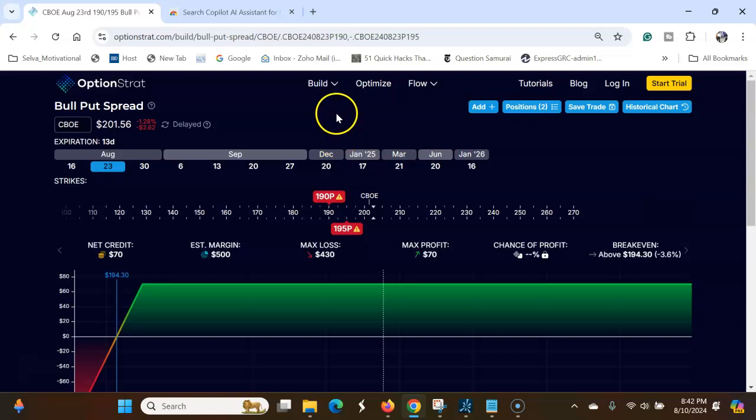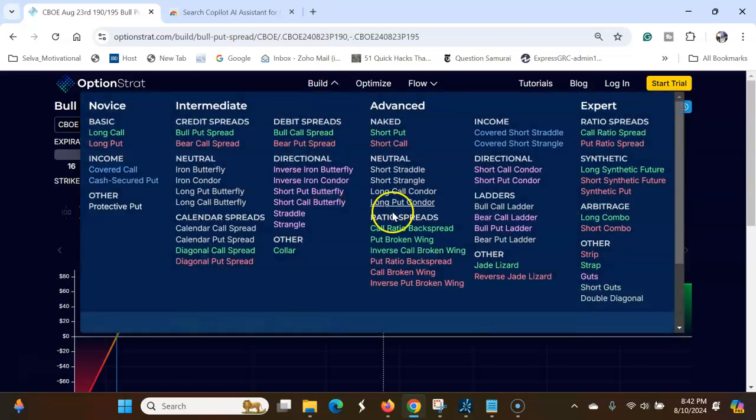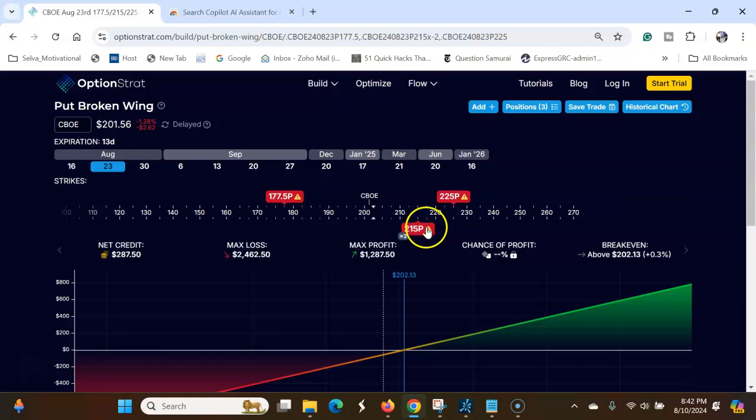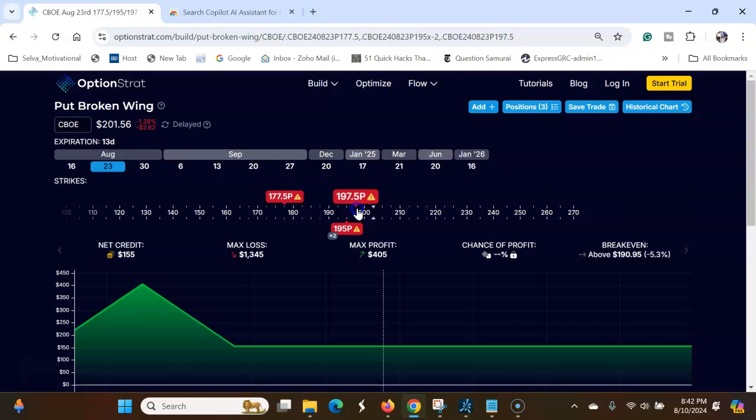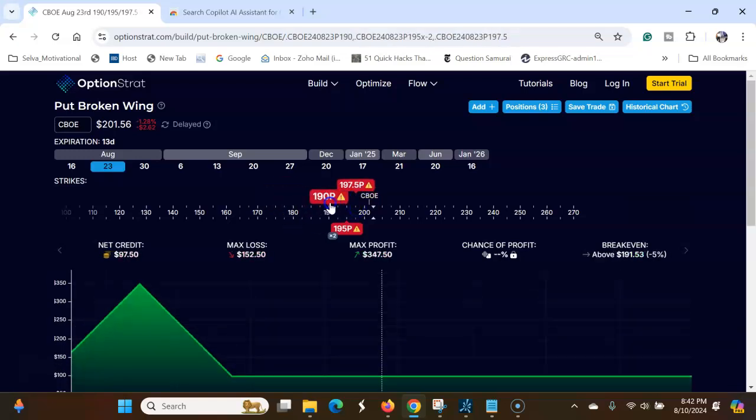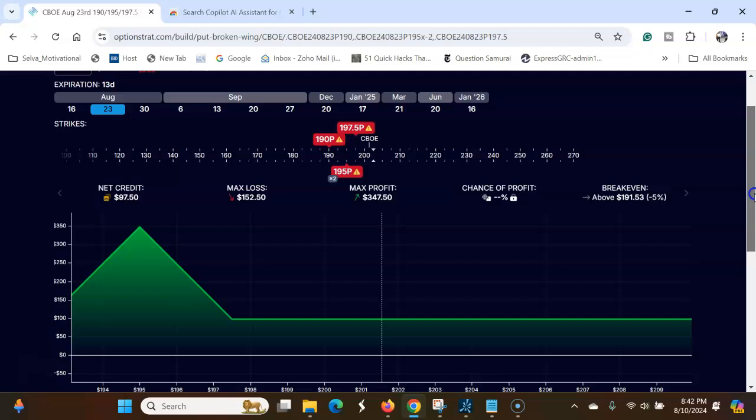Okay, let's say another option is put broken wing butterfly. See whether we are getting any money here. 297, 190. Okay, this is a good one. Okay, you can see that max loss is only 157. Okay, 195. Okay, it's a good trade. You can take that. Put broken wing butterfly. So if the stock keeps going up, you will make money. If the stock comes down a little bit, you'll still make money. Okay, you'll make more money.